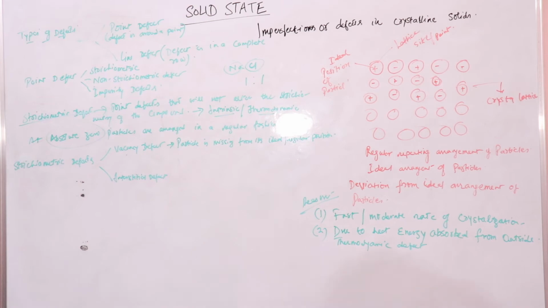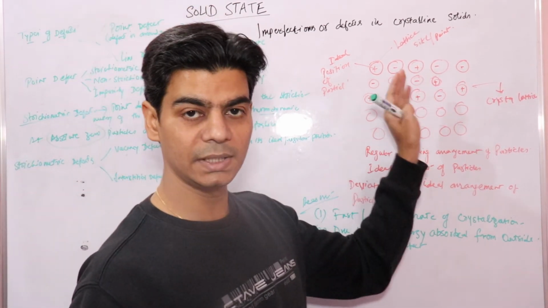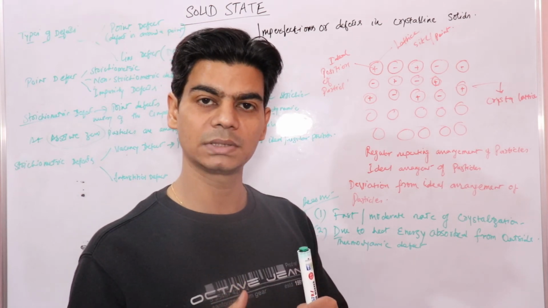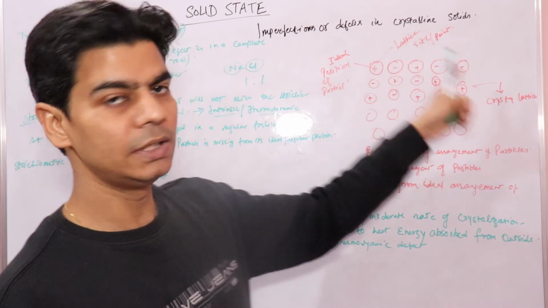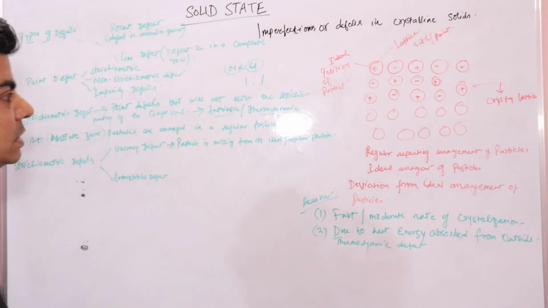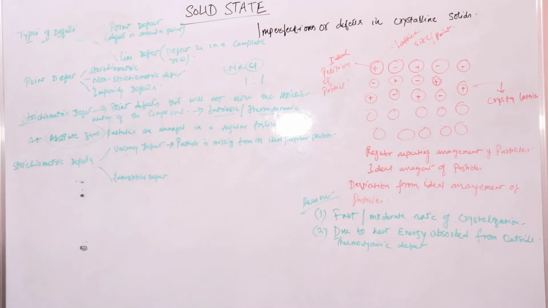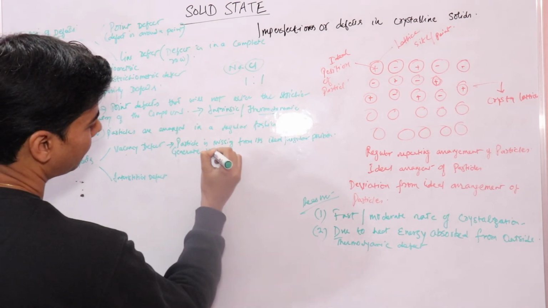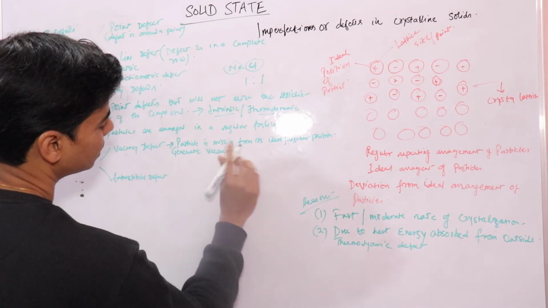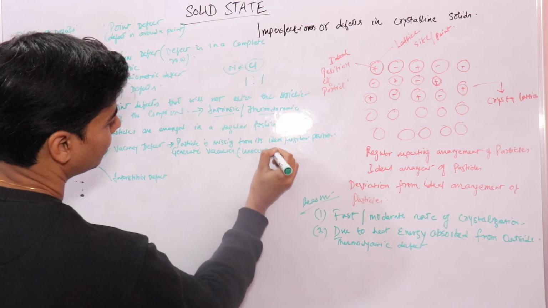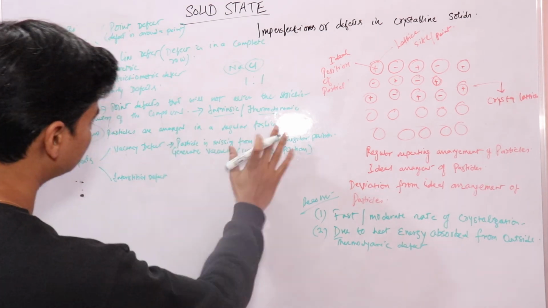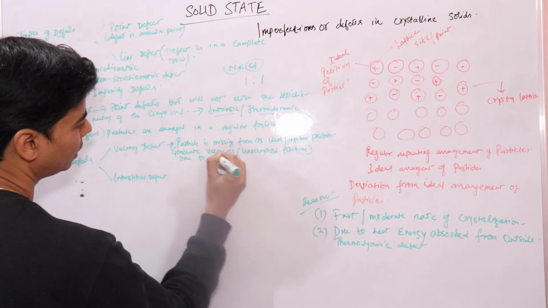And since I said when we talked about thermodynamic defects, on heating the ionic solid, these particles may absorb heat, start vibrating and leave their position. So what kind of defect is that? It's a vacancy defect, right? Particles leave their ideal position, generating a vacancy there. These kinds of defects generate vacancies, which are nothing but unoccupied positions, and they can be generated due to heating.